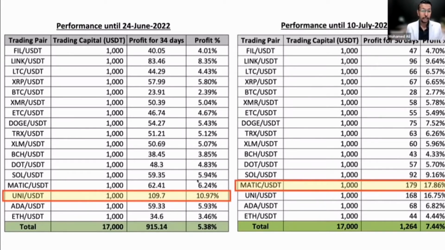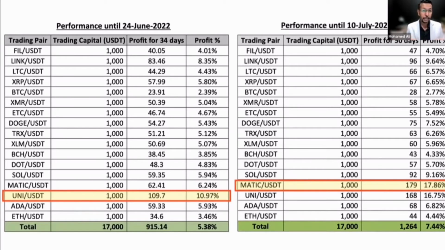If you see Matic, last time it was just 6.24%, so it wasn't even in the second or third position. I think it was third or something like that. So between 24th and 10th, it made a difference of more than 10% in just 2 weeks. I would never know which one is going to perform better. Maybe next week we're going to see a completely different story, another coin which is not even in the top might jump up and give us small profits.